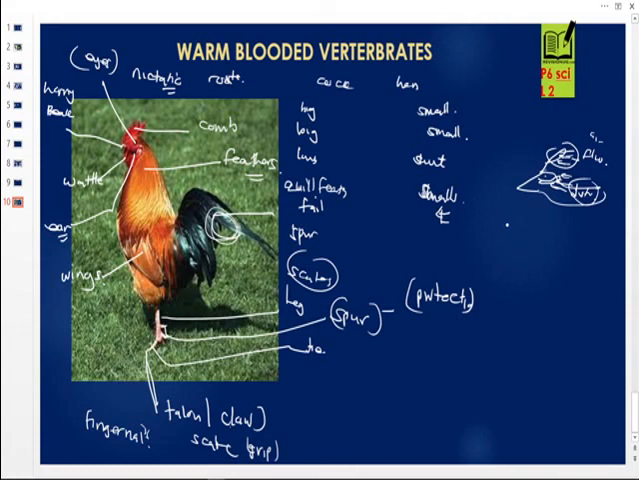In the next lesson we shall be looking at reproduction and feathers in birds.